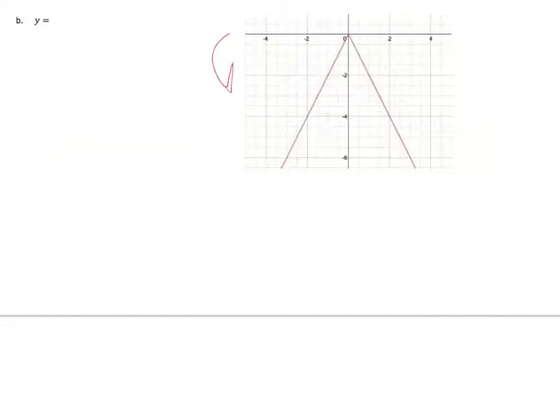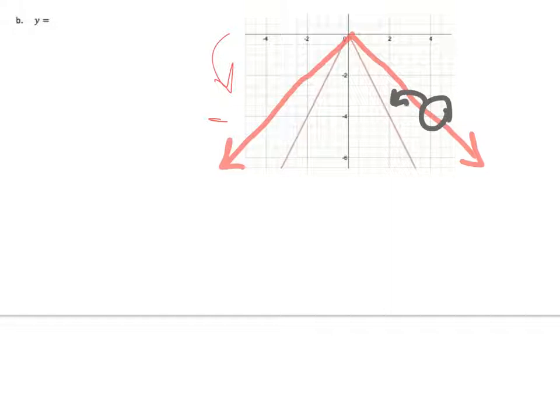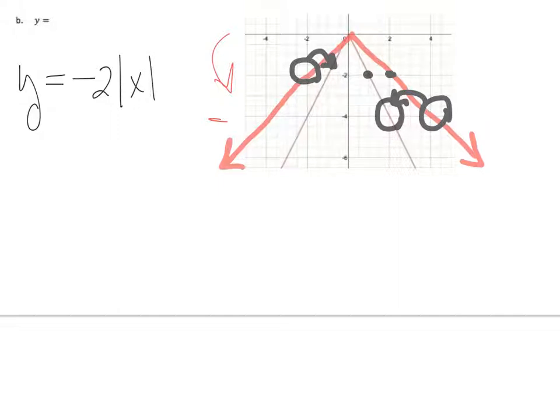Ooh, this one is a reflection, so we know that it's going to be negative, but this is definitely not a parent function, because a parent function has a slope of negative 1 and 1. So we have to figure out over 4, down 4. If this is a 4, that's a 2, so we cut everything in half. If this is a 2, that's a 1. Okay, that's a 2, that's a 1. So it looks like we're doing a vertical shrink. So y equals negative 2 absolute value x. So pick a point and see how you get to a point in the parent function and see how you get to the function you're trying to analyze.